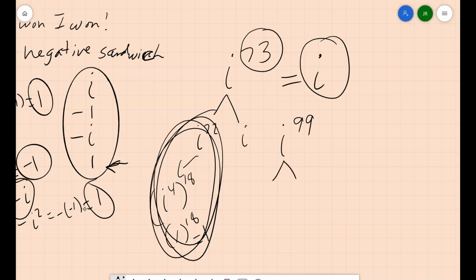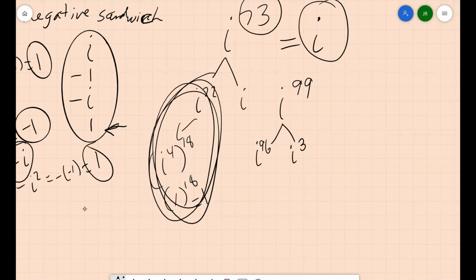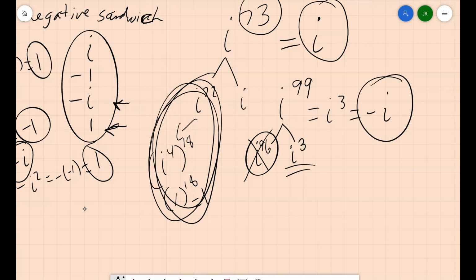Again, I want to think of the nearest multiple of 4 going into 99. The nearest multiple of 4 to 99 is 96. And then how much is left over? i to the 99th breaks down to i to the 96 times what? Times i to the 3rd, because you add 96 and 3, you get 99. And i to the 96, since it's a multiple of 4, that's just going to be 1. So I ain't worried about it. So this is just going to be i cubed. And i cubed is what? Right there, negative i. That's what the i, 1, negative sandwich can do for you.